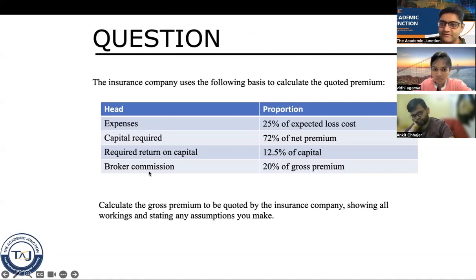Just FYI, this is where you use the equations that we explained. You remember we built pricing equations in the last class? Yes. You have to build a pricing equation.